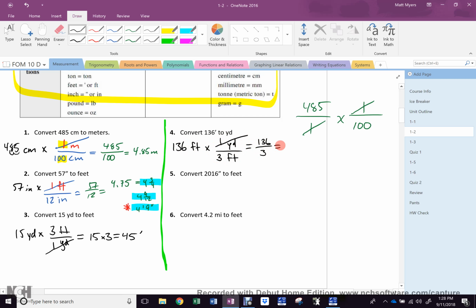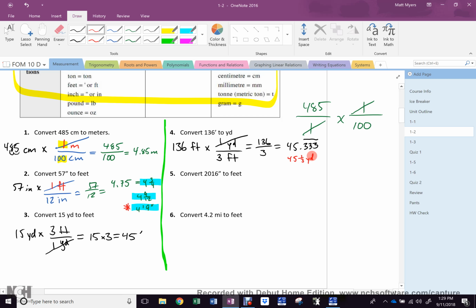1 yard is 3 feet. Want, have. Okay. Now, when you do this with your calculator, something weird is going to happen. What is going to happen? You're going to get 45.333, and that 3 is going to repeat. Is that right? Yes. Is it the best answer? No, because we all know that 0.333 is 1/3, yes? So we could say 45 and 1/3 of a yard.